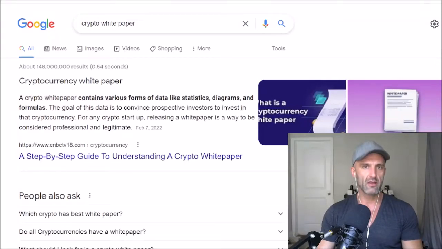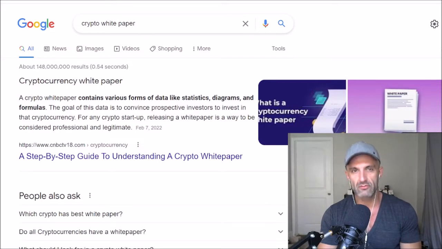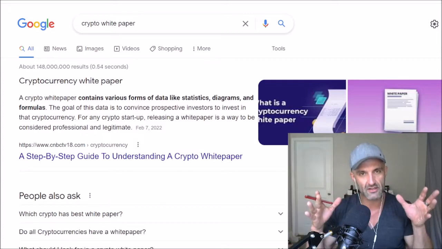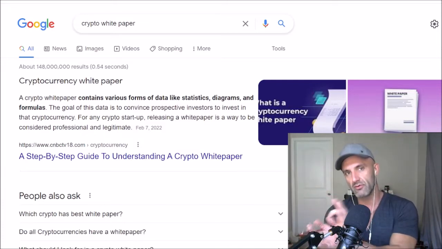What is a white paper? White papers are commonly referenced in the crypto space, right? Where they use it to describe the project. I've been reading through multiple white papers per week for a while now, and I get a good understanding of the space as well as the individual projects.